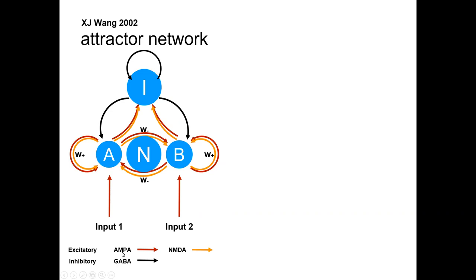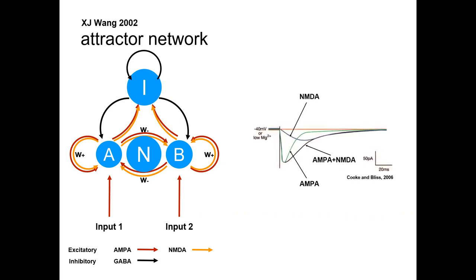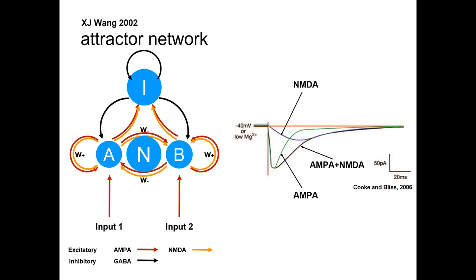So here we consider two kinds of excitatory connections. One is mediated by AMPA, and the other one is mediated by NMDA. And the reason we want to emphasize the difference between these two types of excitatory inputs is they have very different dynamics. So on the right, I'm plotting the EPSP, which is the current induced by a synaptic input mediated by different channels. If you look at the AMPA channel, which is the green curve here, you can see a very fast rise phase and also a fast decay phase.